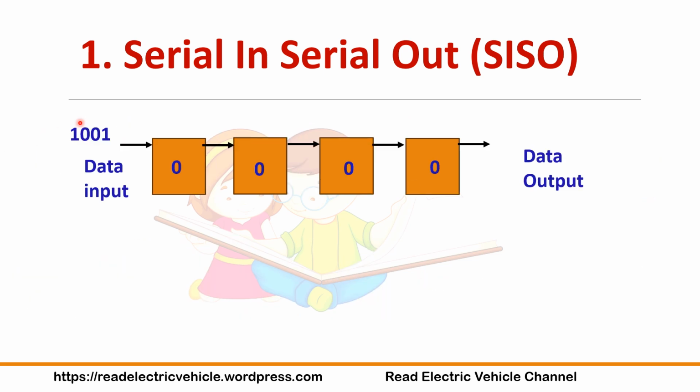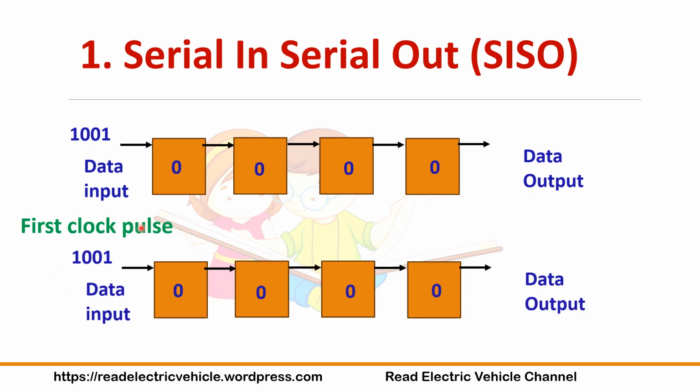So first, we reset all the flip-flops to 0. This is the input data, and here we are going to get the output. Now you give the first clock pulse. When you give the first clock pulse, whatever data is here, in this case it is 1, will be transferred to this flip-flop. And whatever is stored here will move to the next flip-flop.